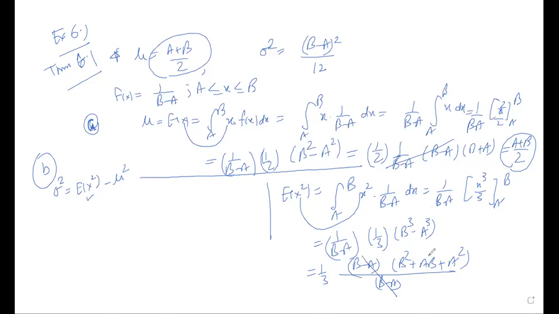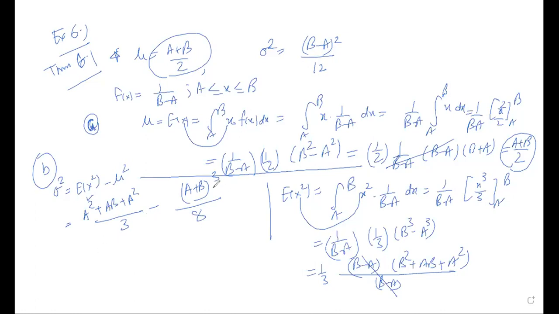So this will get cancelled out, and I'm going to get a square plus ab plus b square. a cube plus b cube is (a plus b), a square minus ab plus b square, if I'm not wrong. So if you plug that value over here, you're going to get a square plus ab plus b square divided by 3 minus nu square. Nu is equal to (a plus b) whole cube divided by 2 cube, which is 8.